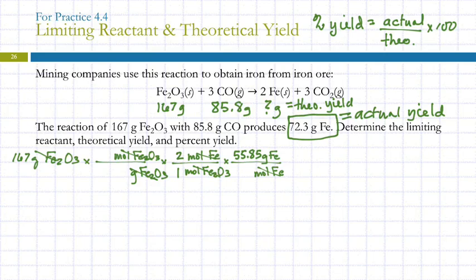But Fe2O3 we're going to have to calculate. 2 times 55.85 plus 3 times 16. That's 159.7. So 1 mole of Fe2O3 weighs 159.7 grams.